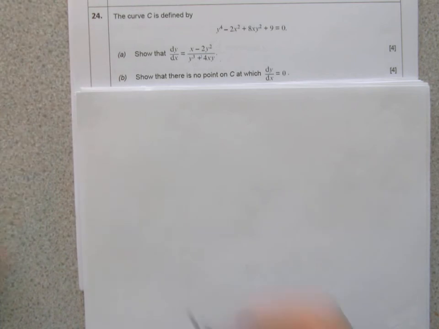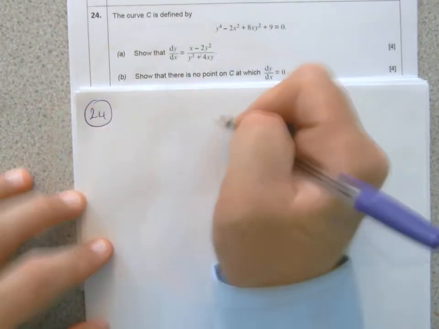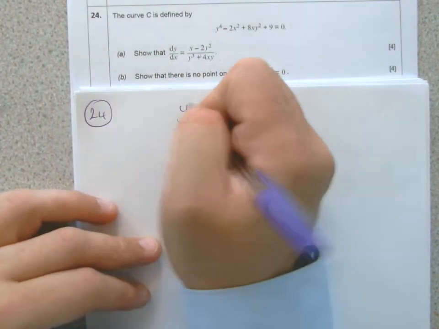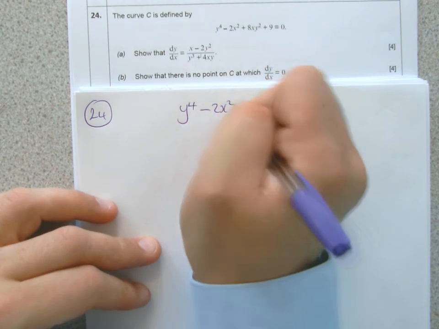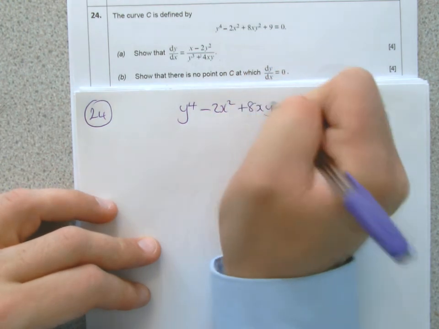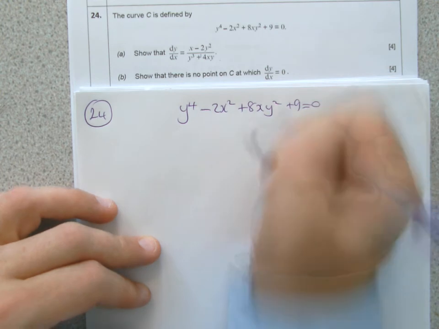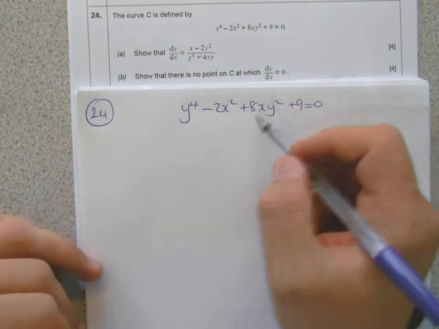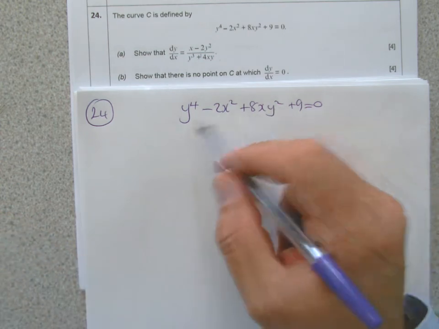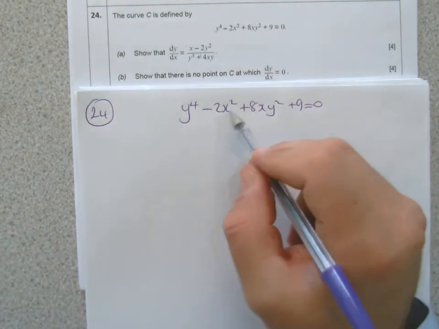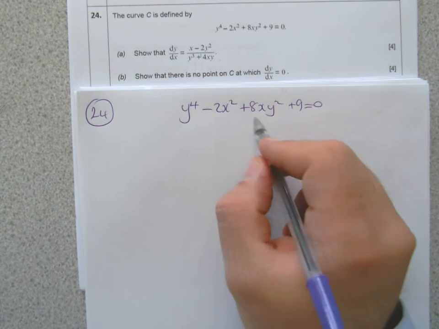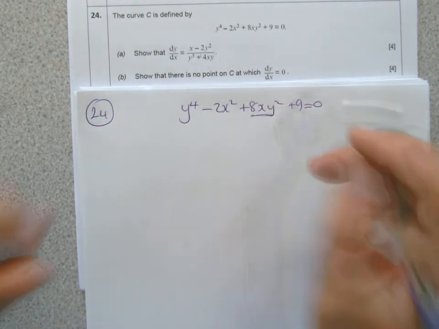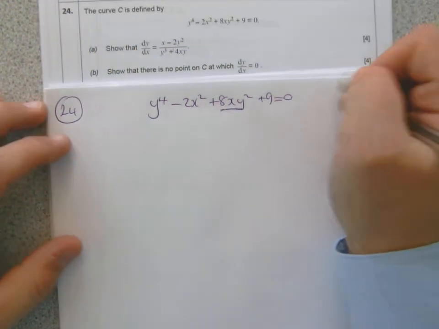Question 24 again. With this one, you've got your curve defined implicitly, and we need to get to dy/dx, so we need to do implicit differentiation, because we've got y terms mixed up with x terms. Now, notice there's a product, and there usually is a product, so we'll go for the product first and maybe do it by the side.